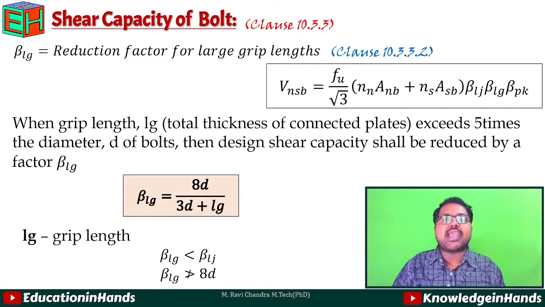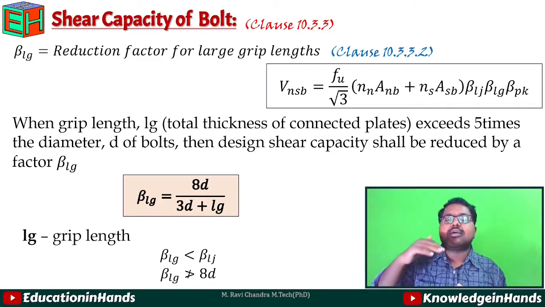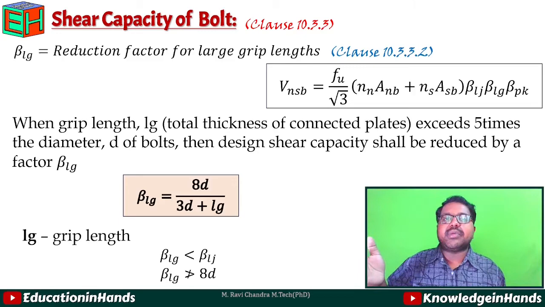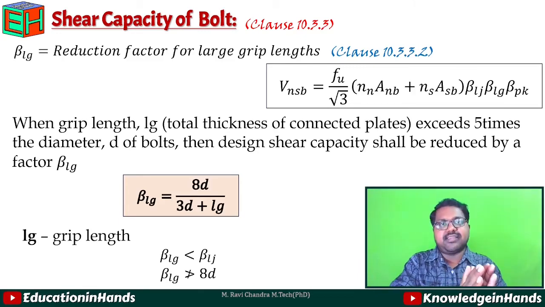And here also we have two conditions. What are those two conditions? Beta LG should be less than beta LJ, which means it should not exceed beta LJ. And one more: beta LG should not be greater than 8D. So if it crosses 8D, we need to take the value of 8D itself.